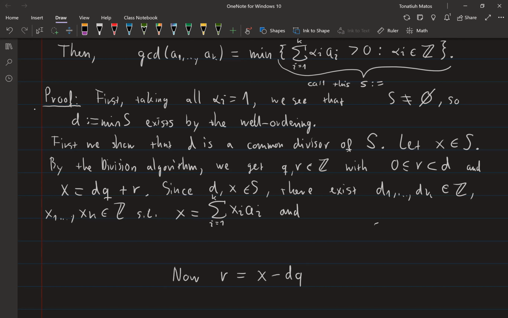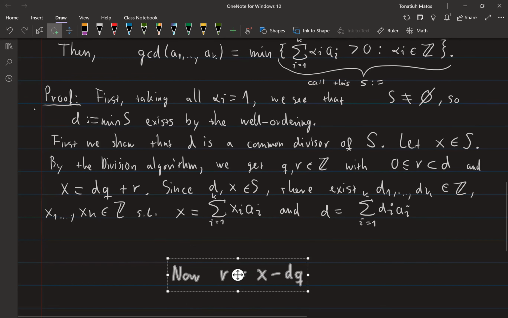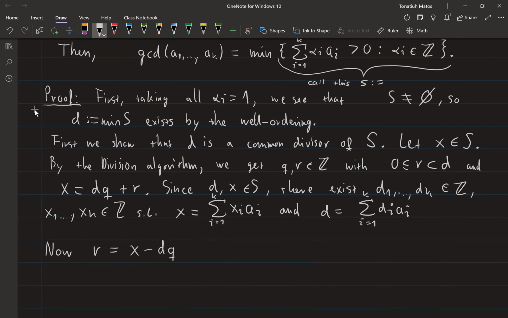And of course, what's the other thing? D. D is the sum of the coefficients d_i a_i. It's a bit cumbersome to write down, but I swear this makes sense. Okay, so now that we gave everything a name, we can just substitute, and we get this is the sum from i equals 1 to k. We just have to take into consideration the coefficients for the x, which is the x_i, and subtract the coefficients of d, right? And the q's can just be factored out, right?